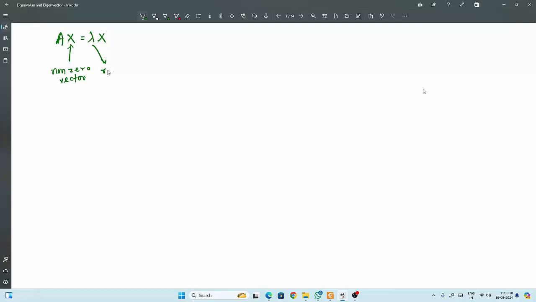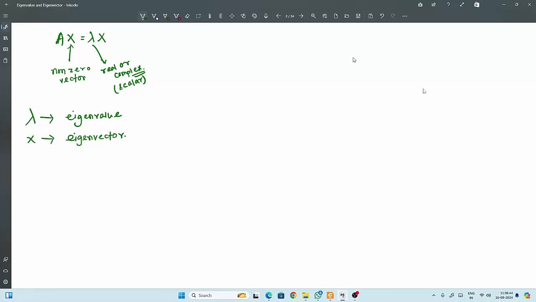this lambda may be real or complex, whatever it may be. But it is a constant, a scalar value, multiplying that same vector. If you can find this type of x, then this value lambda is called the eigenvalue, and this capital X, this non-zero vector, is called the eigenvector.